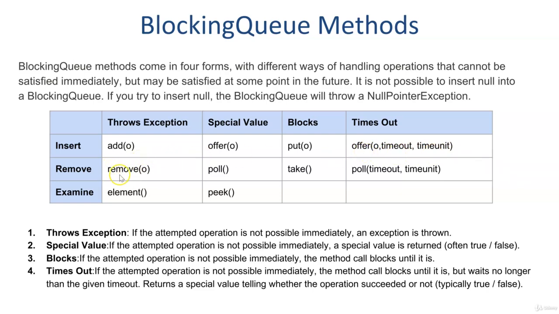Similarly, remove, if it's unable to remove, then it throws an exception. Poll will return the item or null depending on whether it's able to remove the item from the queue. Take will block, and poll comes with a timeout. In the same way, we have peek, which returns a special value.